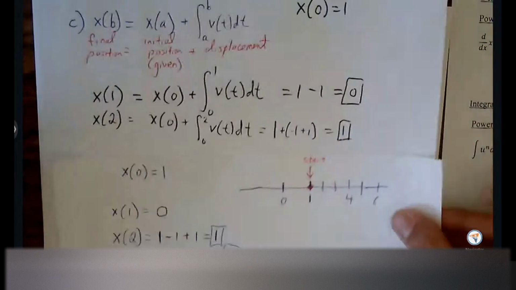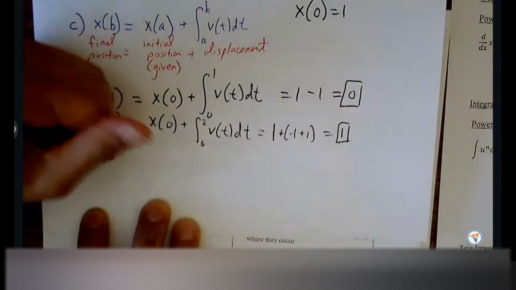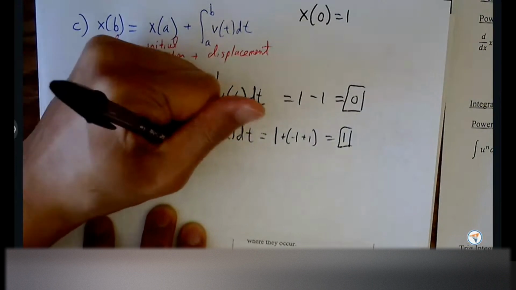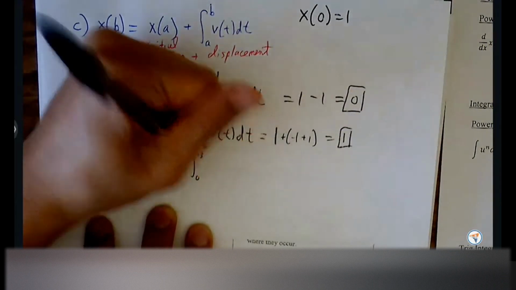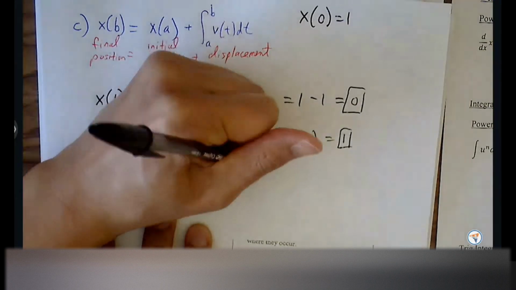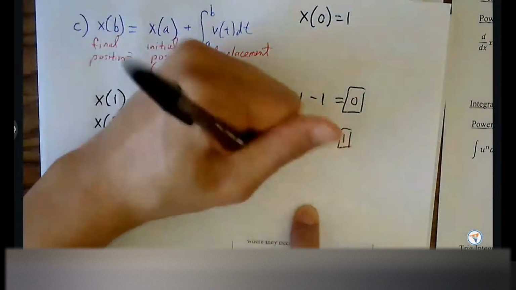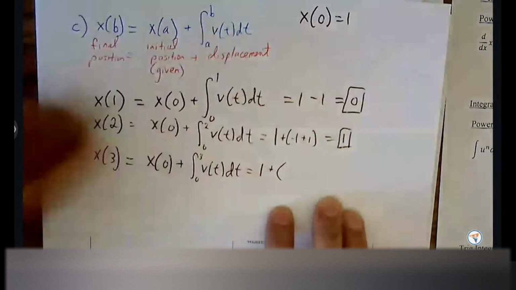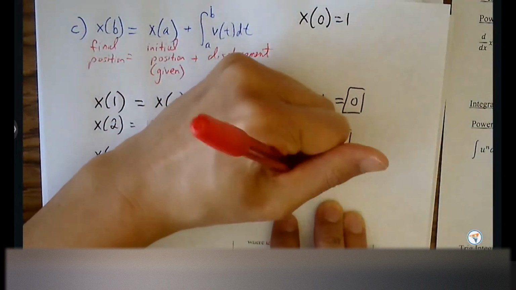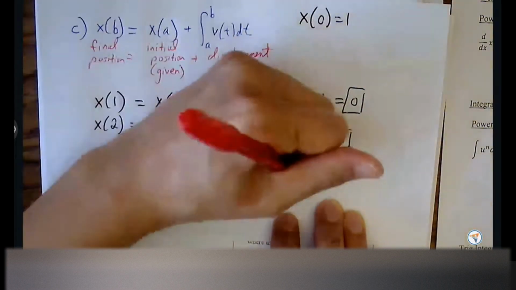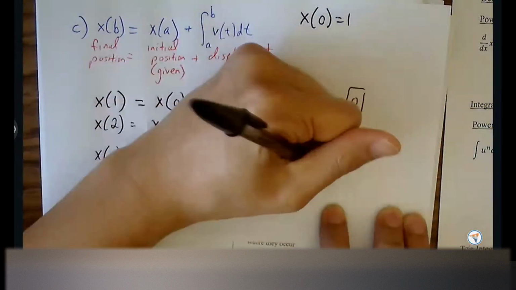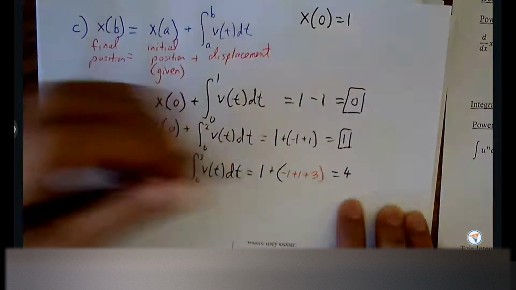X of 3. I start at location 1, and then I just figure my progress over the course of that time period. I start at 1, but then I'm going to total my region here. So I go backwards 1, I go forwards 1, I go forwards another 3 units. And I end up at 4, location 4, on the number line.